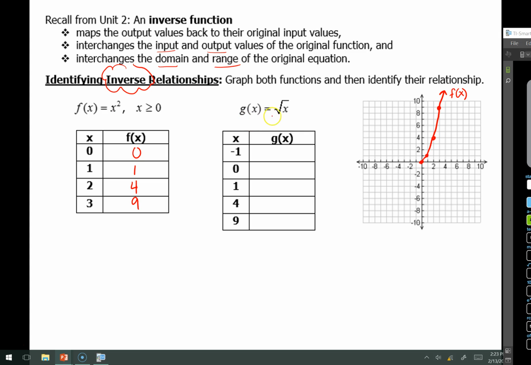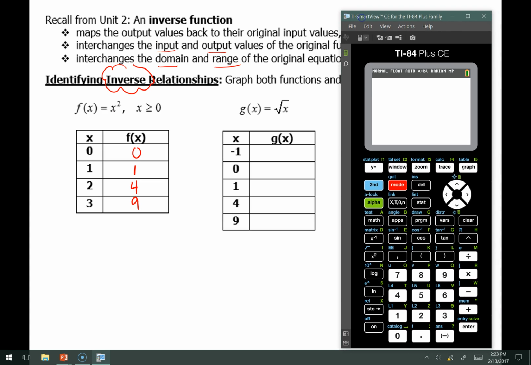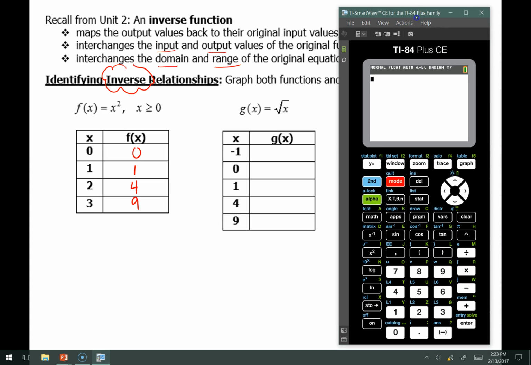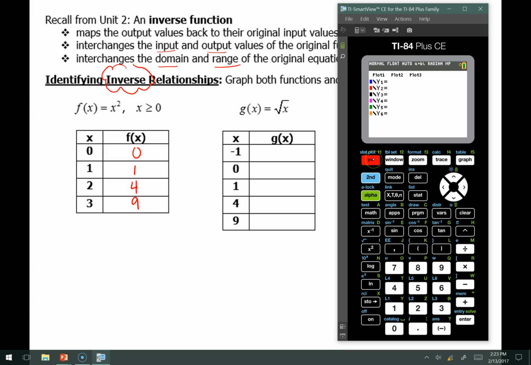Now, g of x is the square root of x. I'd like to take this one and plug it into the calculator so that we can see what this looks like, because some interesting things are going to happen. So in the y equals, I'm going to put in the square root of x, and then I'm going to look at it in the table. So I'm going to hit second graph instead of just graph.